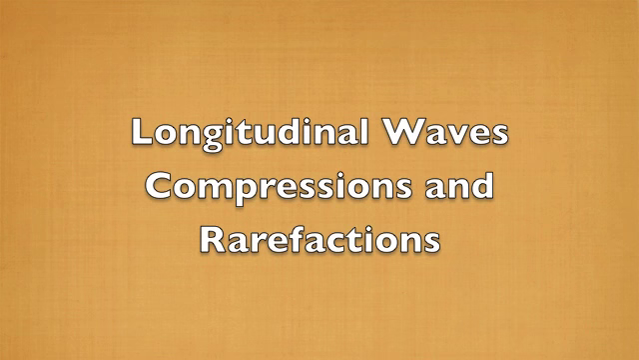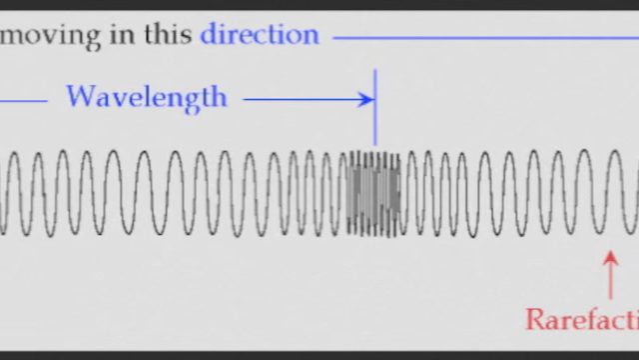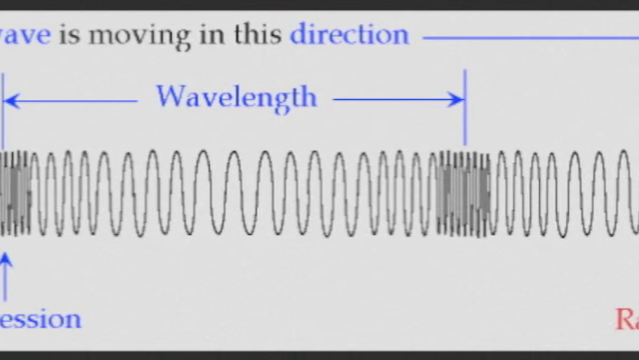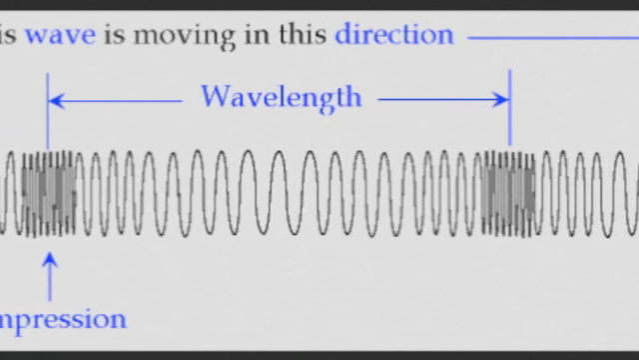In this case, instead of crests and troughs, we have compressions and rarefactions, as you can see in the video on the blog, where we have a slinky which gets compressed and stretched out. A rarefaction is another word for stretching out.